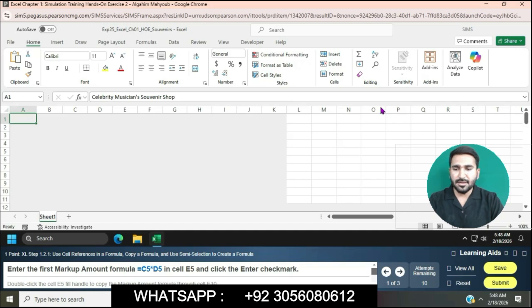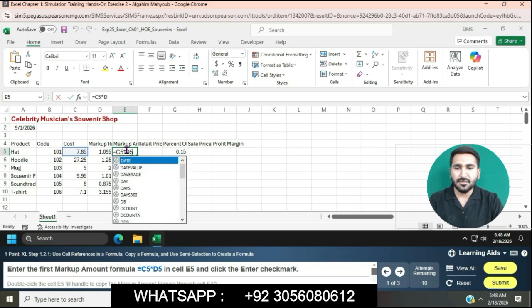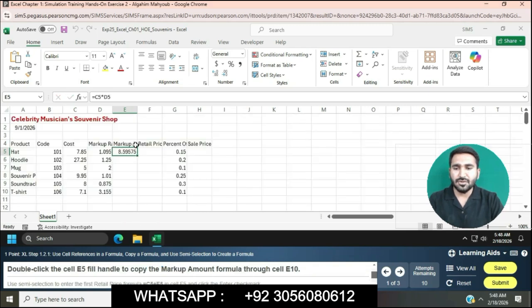Question number 1 is to enter the first markup amount formula, which is equal to C5 multiplied by D5, in cell E5 and click the Enter check mark. Simply we will click on cell E5 and press equals. The formula is given in the question: first markup amount formula, C5 cost multiplied by markup rate D5. Press Enter. Then double-click the cell E5 fill handle to copy the markup amount formula through cell E10.